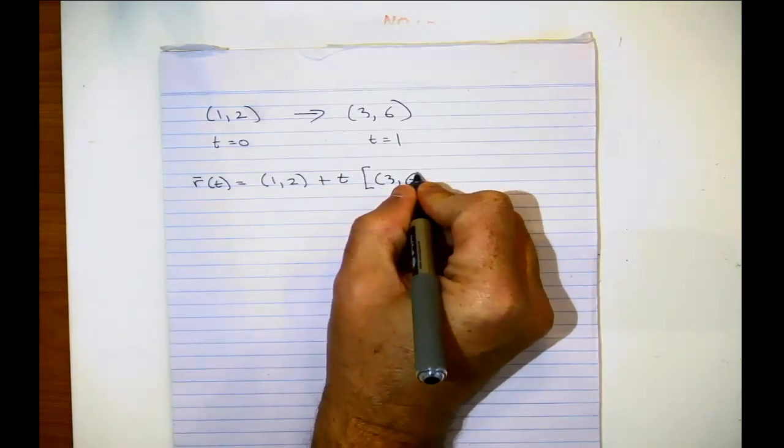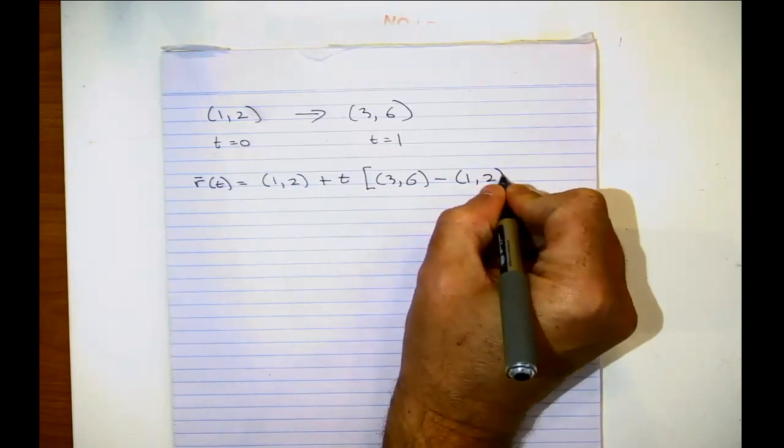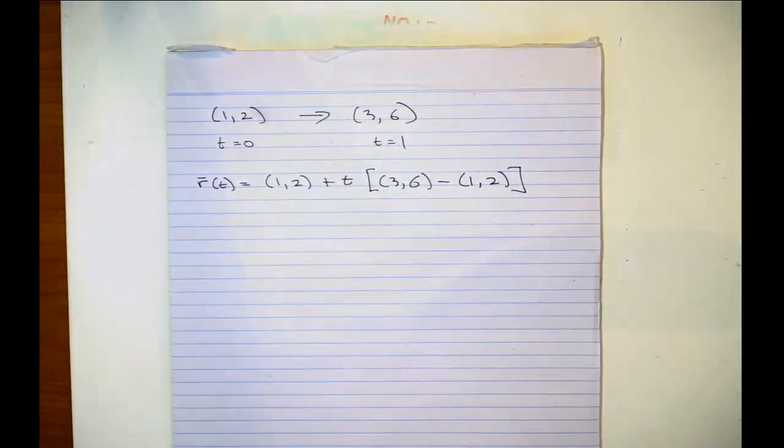If I do this, right, if I imagine that it's basically for a straight line, start point plus t times end point minus start point, this will work and do it for me.